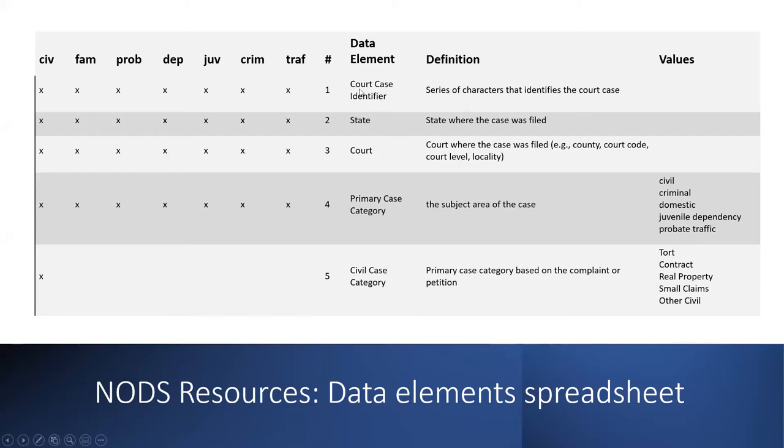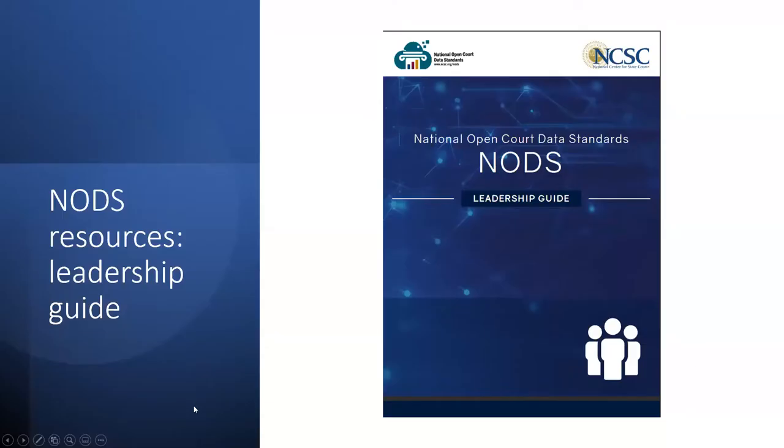And then for each data element, we have a definition, and then we have sample values of what we would consider. We don't expect that any court is going to change their state law or change their court rules, but what we are asking them to do is to look at some of these data standards and map or translate the terms that they use locally to these national data standards so that it's more understandable and usable.